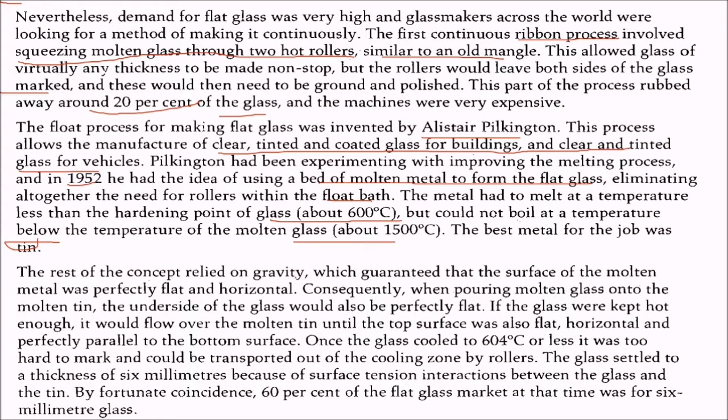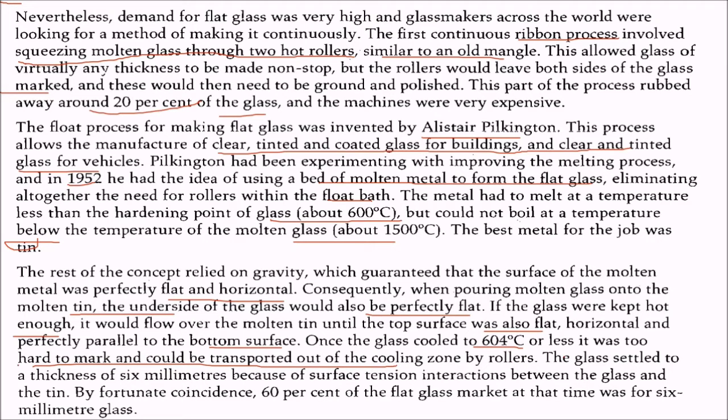The rest of the concept relied on gravity, which guaranteed that the surface of the molten metal was perfectly flat and horizontal. Consequently, when pouring molten glass onto the molten tin, the underside of the glass would also be perfectly flat. If the glass were kept hot enough, it would flow over the molten tin until the top surface was also flat, horizontal, and perfectly parallel to the bottom surface. When the glass cooled to 604 degrees centigrade or less, it was too hard to mark and could be transported out of the cooling zone by rollers.